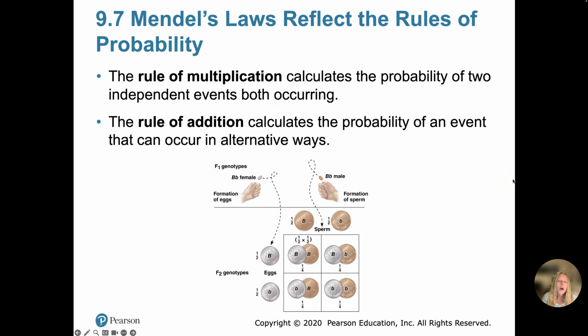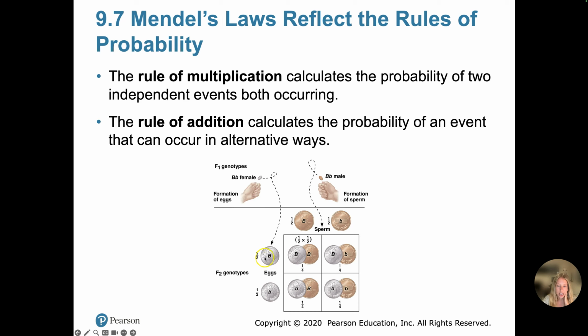Okay. Mendel's laws reflect the rules of probability. We're going to talk about 2 rules of probability here. We have the rule of multiplication and the rule of addition. The rule of multiplication can be used when you are predicting which allele from a parent will be passed on to the offspring. So the rule of multiplication calculates the probability of 2 independent events both occurring.